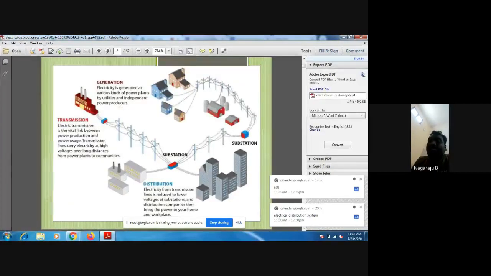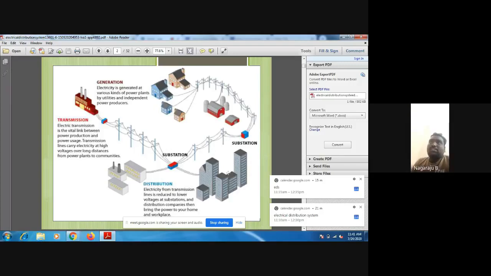Electric transmission is a vital link between the power production, like generation, and the distribution. Transmission lines carry electricity at a high voltage over a long distance from the power plants to the communities. Communities are nothing but, always remember, the load side. These are all different types of loads. Okay, so what is distribution?